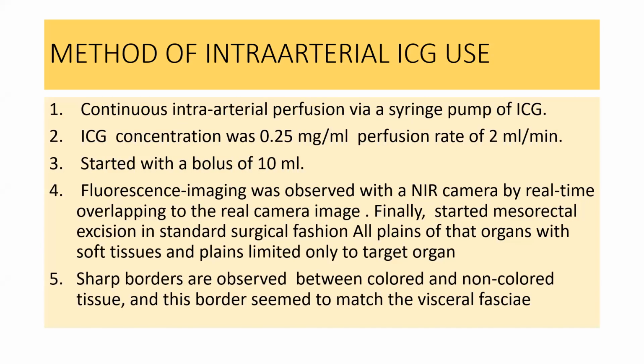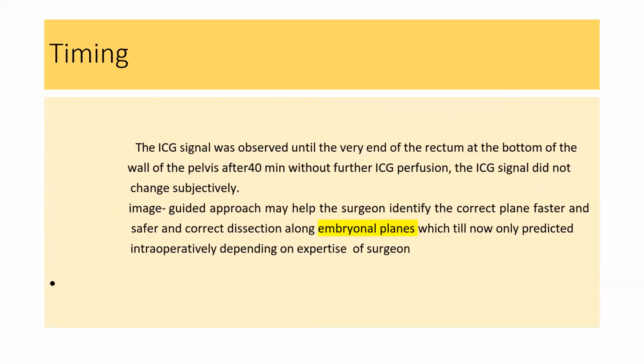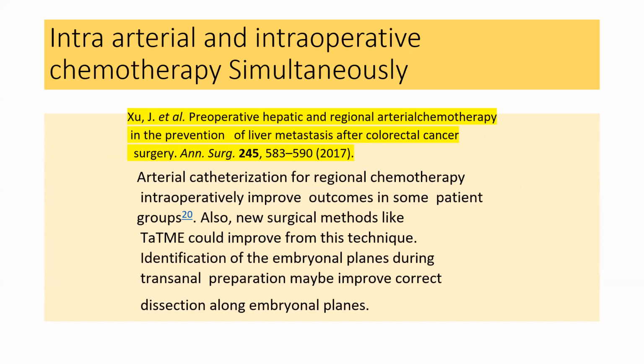So how that is done: 0.5 milligram per ml of the dye is taken, and it is perfused at the rate of 2 ml per minute. First, we give a bolus of 10 ml, and then we give a continuous perfusion at the rate of 2 ml per minute. So the dye will concentrate only in the embryological area which we are concerned about; where the artery is cannulated, only that particular part will be illuminated. So a better TME dissection sparing all vital structures can be done more rapidly and precisely. Embryonal planes are a newer concept where we can go ahead with the ICG technique.